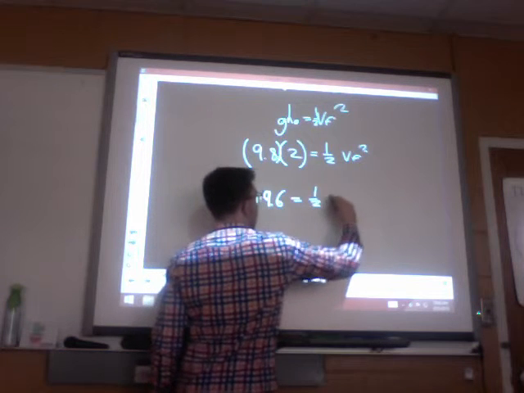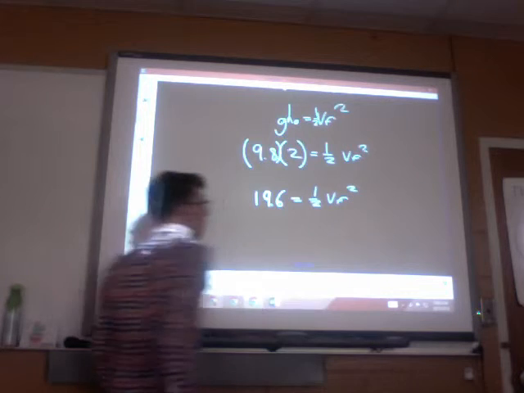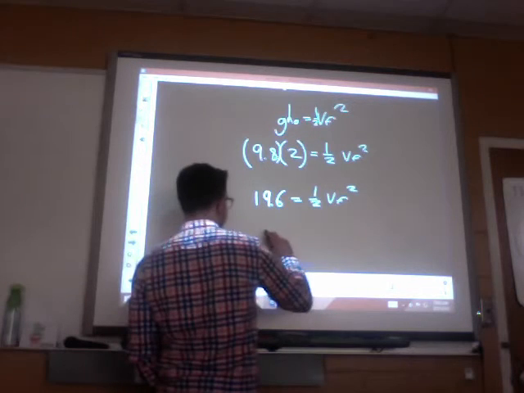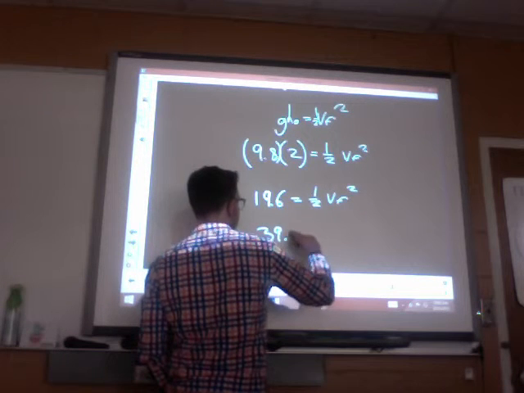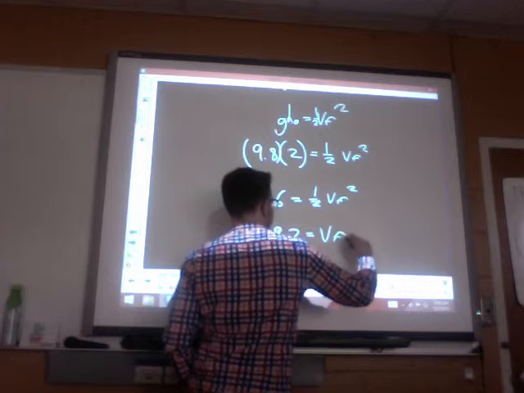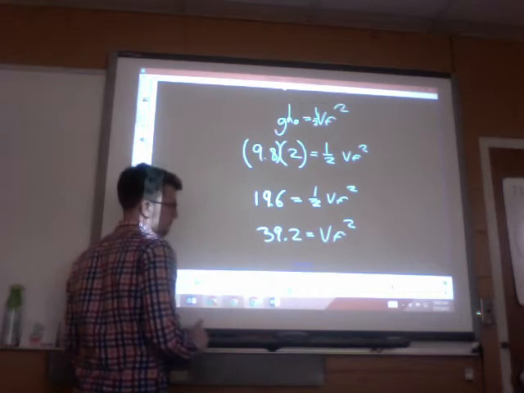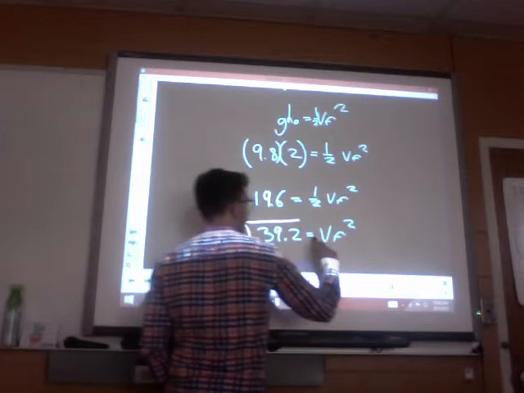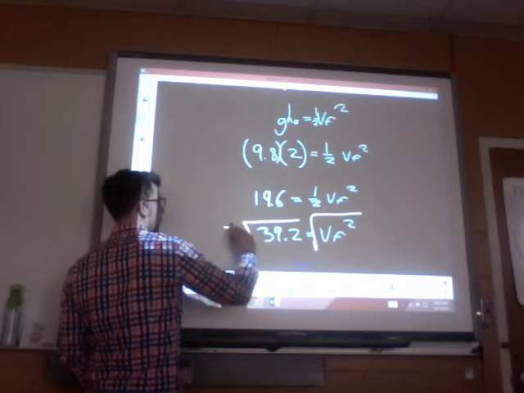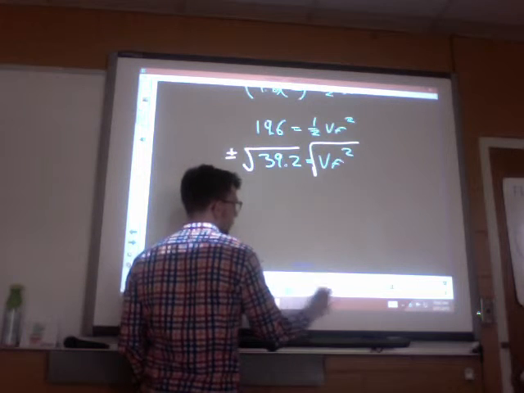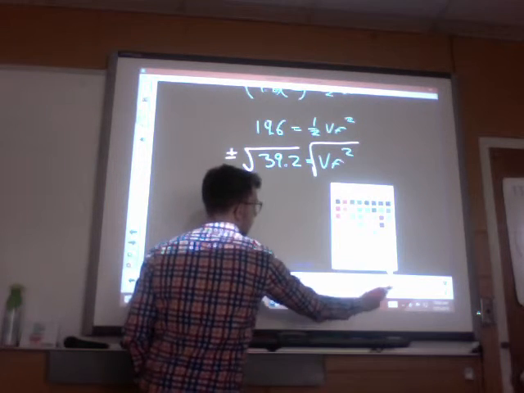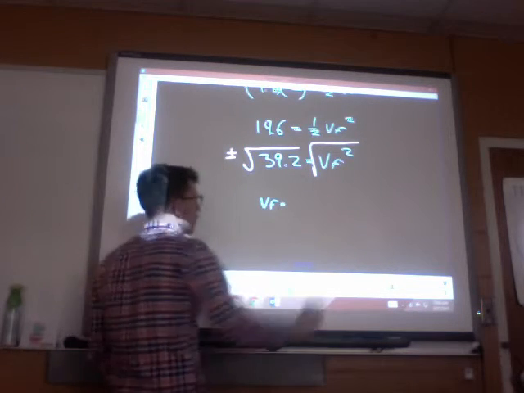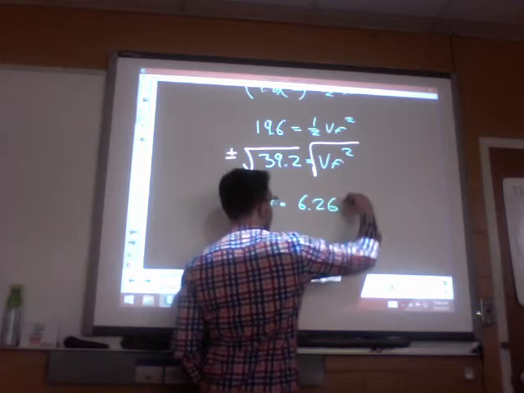19.6 equals 1/2 v final squared. What now? Multiply by 2. I think that's 39.2. Last step, you square root. When you square root, you're supposed to put the plus or minus, as your math teacher taught you, and you choose which of those you like. I think it's 6.26. I don't remember.